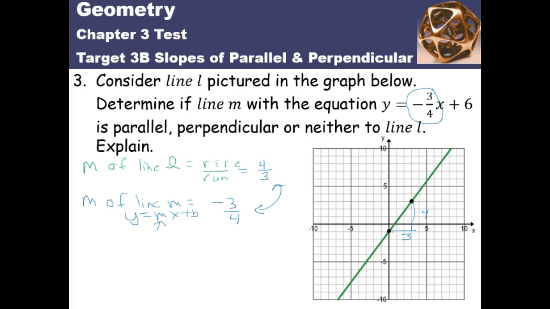So I can say line L is perpendicular, and remember that upside down capital T means perpendicular, is perpendicular to line M because their slopes are negative reciprocals.